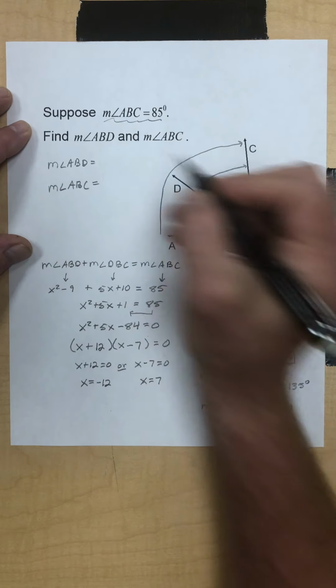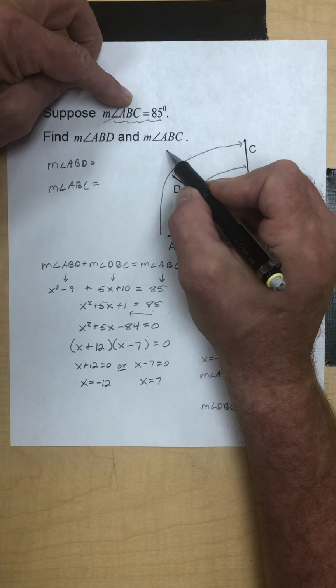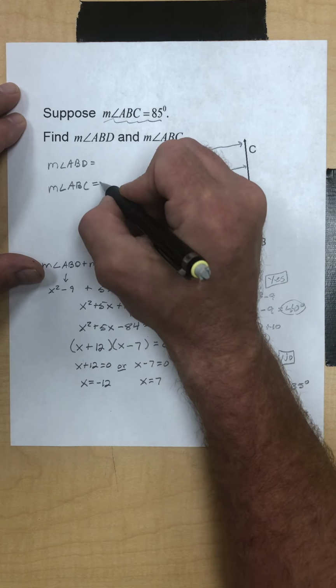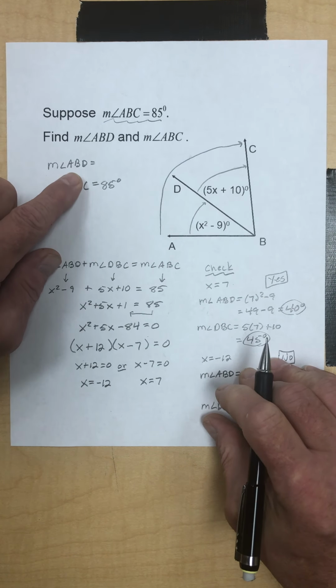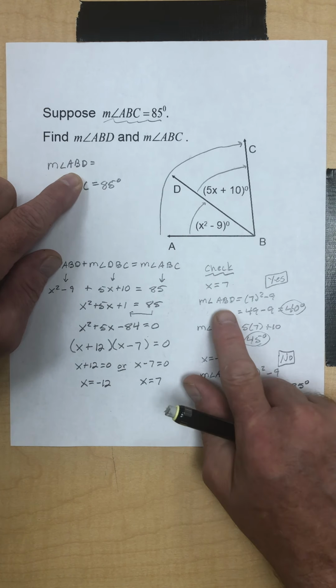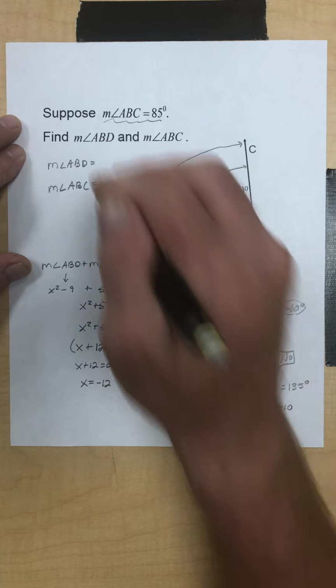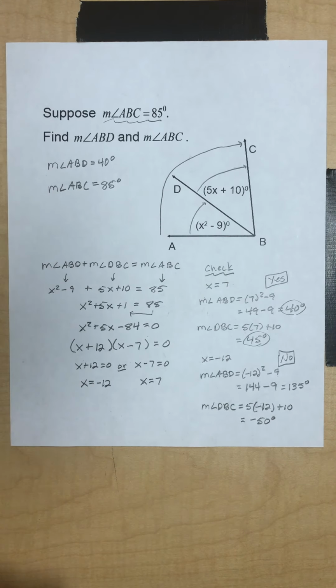Okay, well, we already know the measure of angle ABC. ABC is 85 degrees, so it gives us that one, so that's no big deal. Okay, and then it wants the measure of angle ABD. ABD, that's right here, and we found that to be 40 degrees. So we're in good shape, okay?